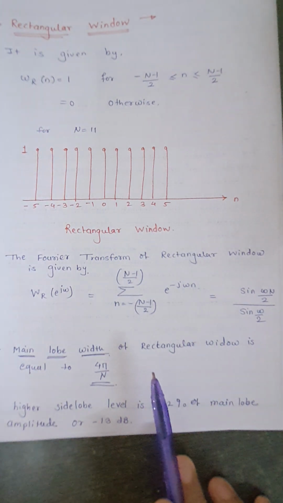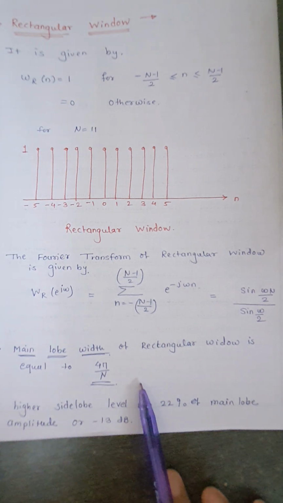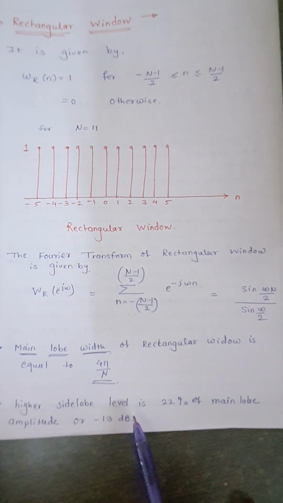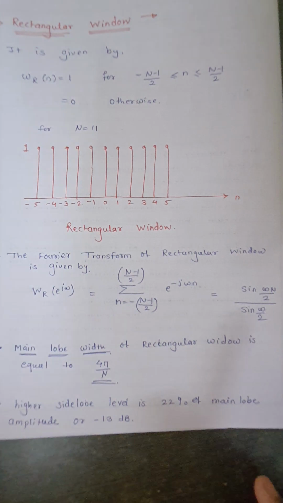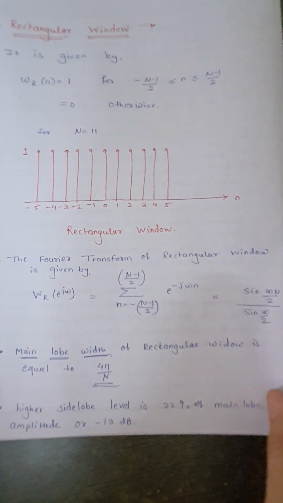The main lobe width of the rectangular window is equivalent to 4 pi divided by N. The highest side lobe level is 22% of the main lobe amplitude, or nearly minus 13 dB. This is the most commonly used window.